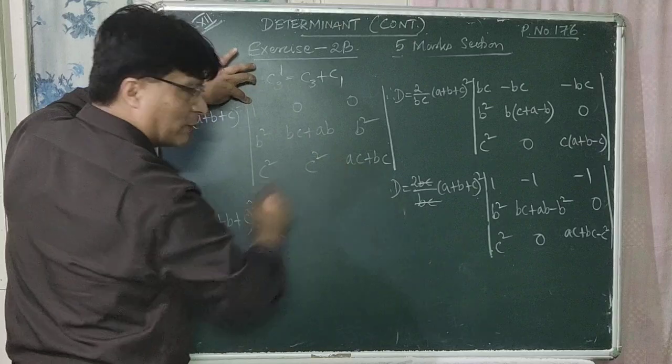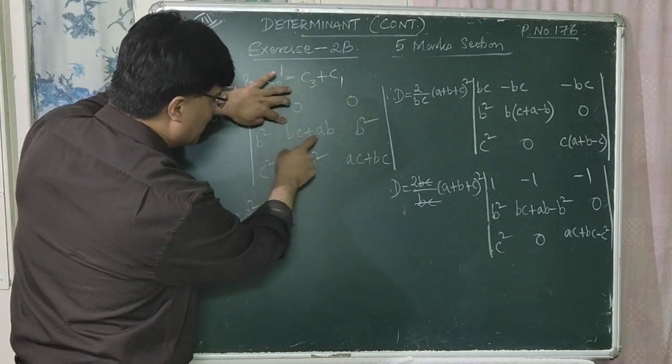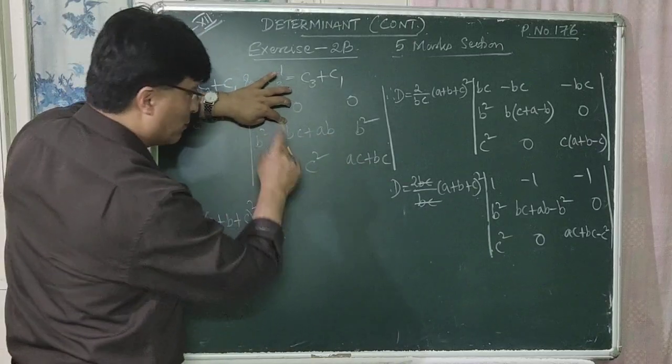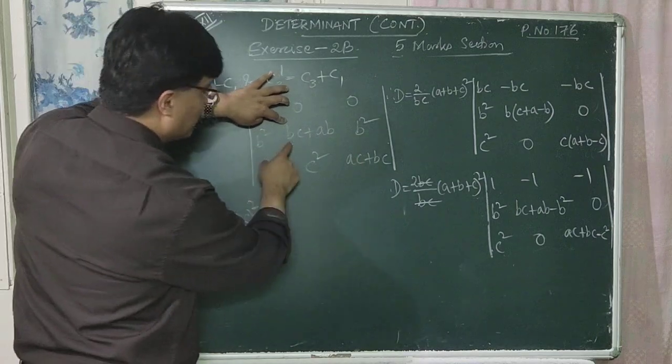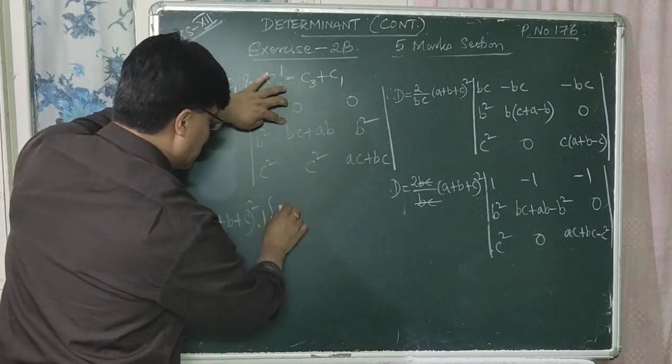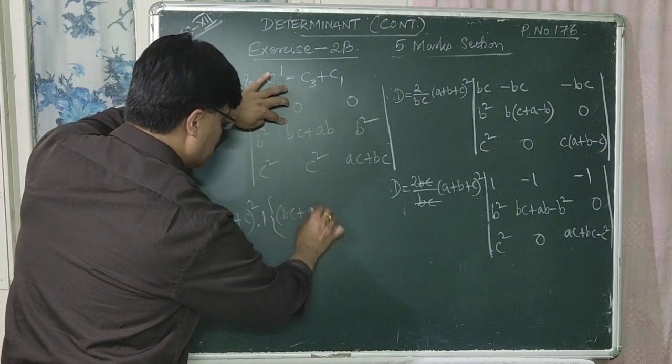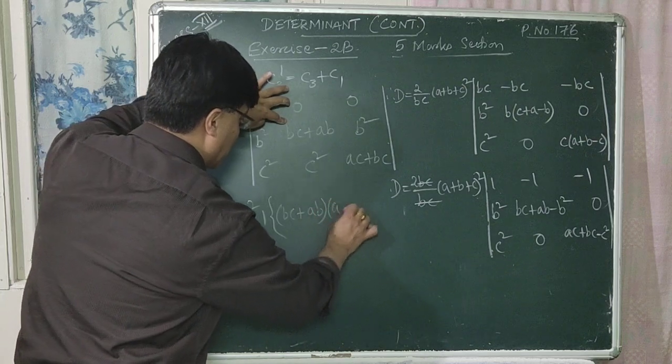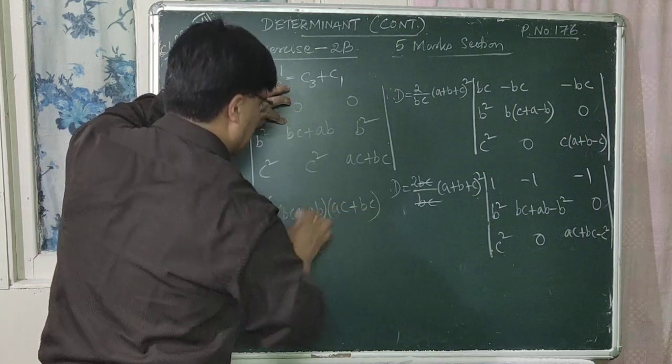Now let us cross multiply it. First multiply BC plus AB. That is BC plus AB into AC plus BC. Right?